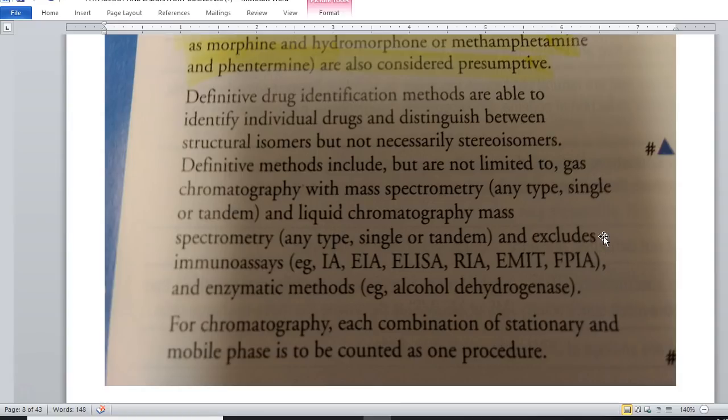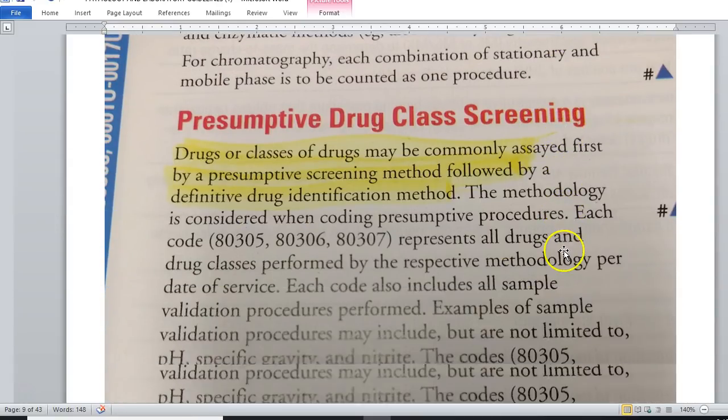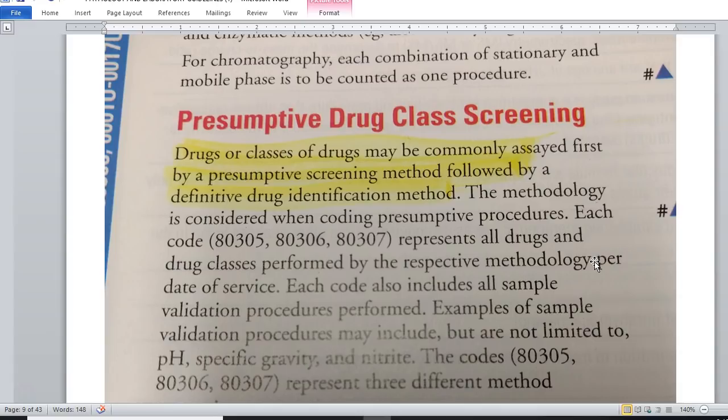And these are things that the machines themselves can do based upon what is ordered by the physician. So for chromatography, each combination of stationary and mobile phase is to be counted as one procedure, because again, they're trying to distinguish this information. So they're trying to say, okay, what drug is this? Now, what specific drug is this? Now, drugs or classes of drugs may be commonly assayed first, followed by the definitive drug identification method.